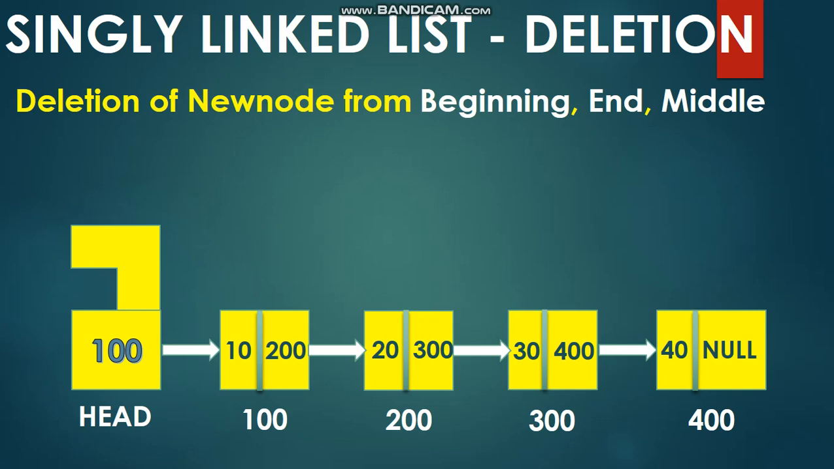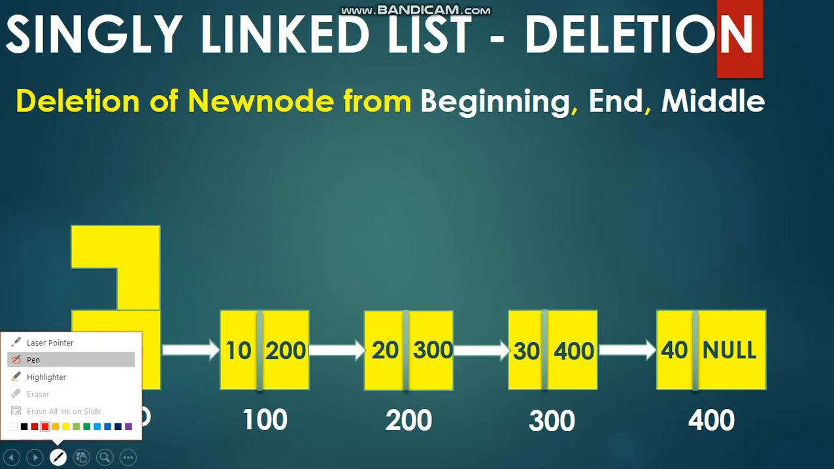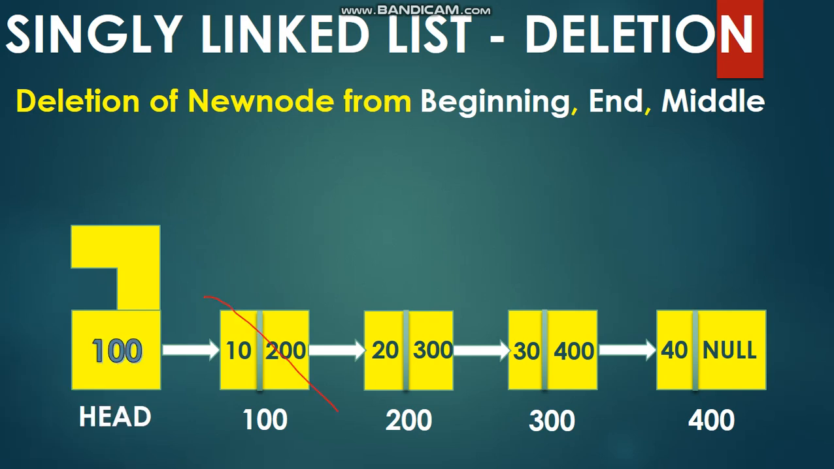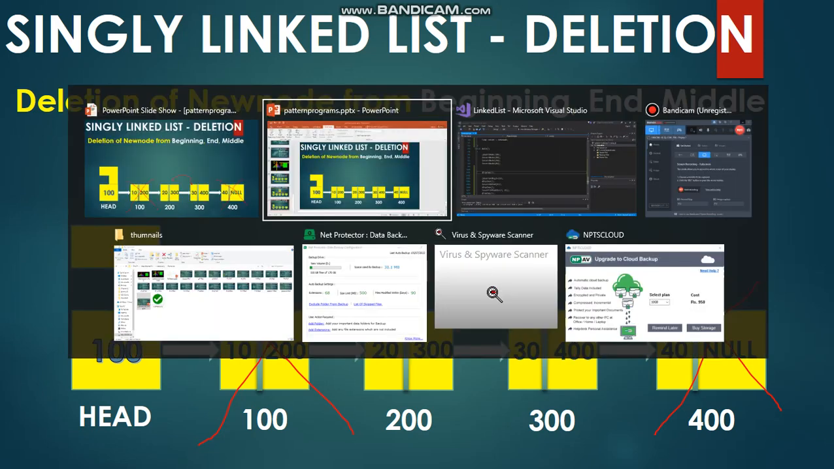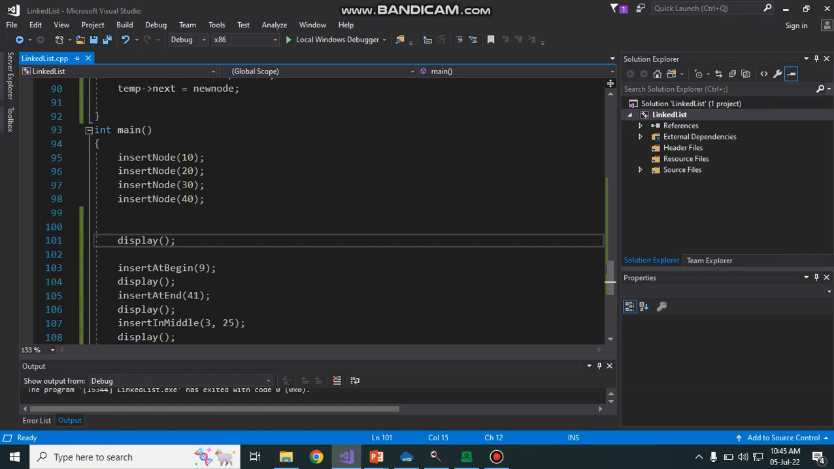Similarly for deletion also there are three different cases. You can delete a node at the beginning, like this is the first node, you need to delete this. Otherwise you can delete a node which is the last node, that is at the end, and any node in between. In the middle, if there are any nodes, you need to delete that. So there are three different cases. Let us go to our code and see how we are going to perform this.